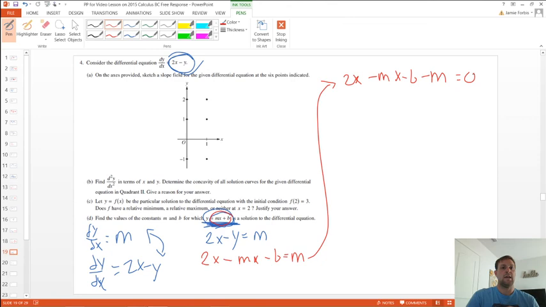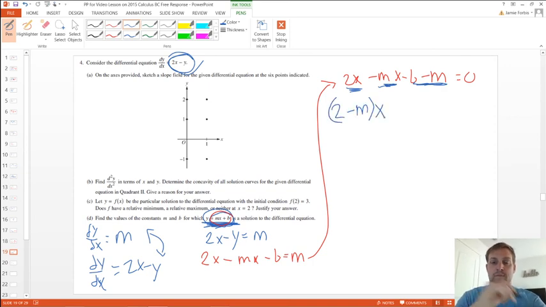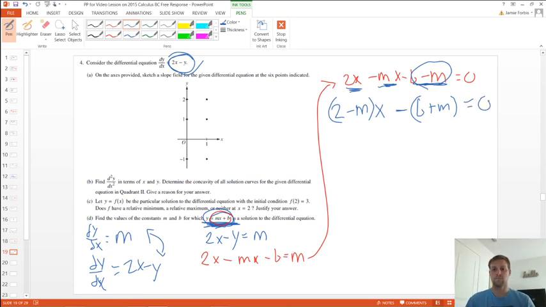Here's the cool way to solve this. If you notice, we have two values here, 2x and negative mx, that are x values, and we have two constants here. So let's group those together real fast. 2x minus mx is the same thing as 2 minus m x's. And my constants, I can say this is minus b minus m. So we have 2 minus m x's and we have b plus m constants.